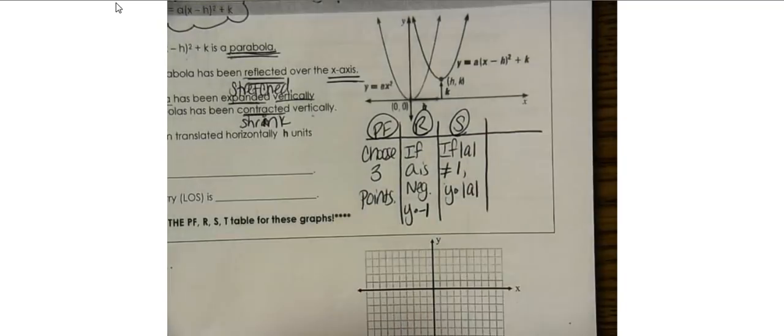If the absolute value of a is equal to 1, you will write nothing in this column. So if the absolute value of a does equal 1, write the word none in this column. There is no stretch or shrink. It's going to be the exact same width as the parent function.